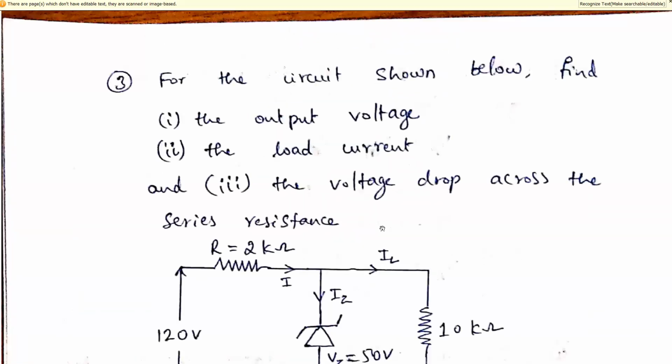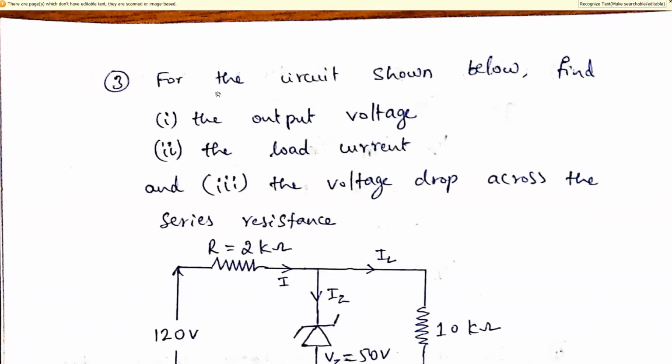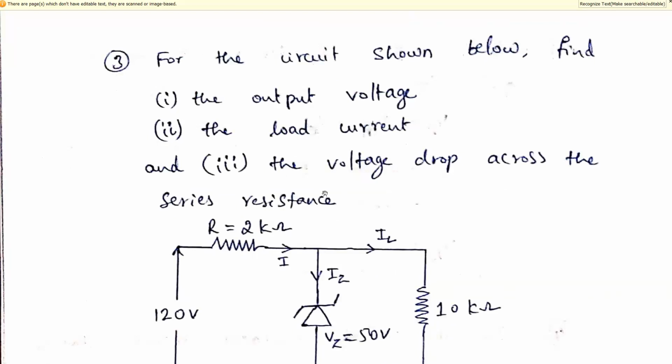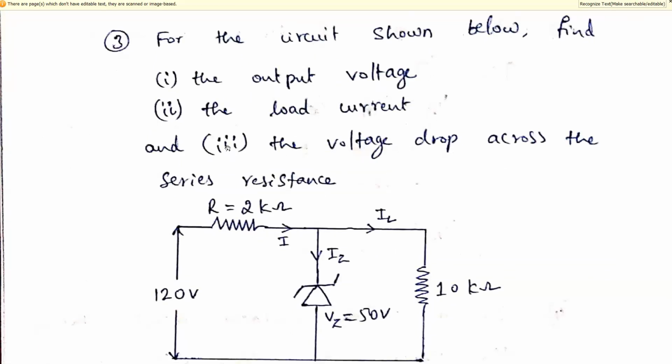Let us take the third problem, that is on the Zener diode. So here, for the circuit shown below, find the output voltage, the load current, and the voltage drop across the series resistance. In this question, the circuit is given, and we have to calculate the output voltage that is taken across the load, the load current IL, and the voltage drop across the series resistance.